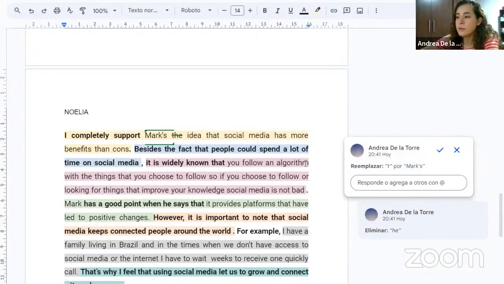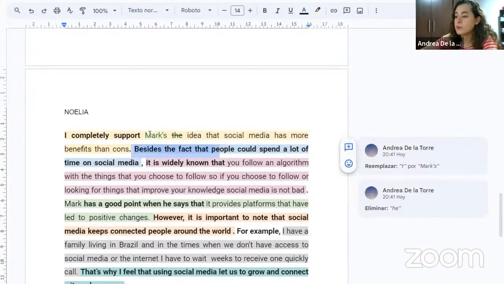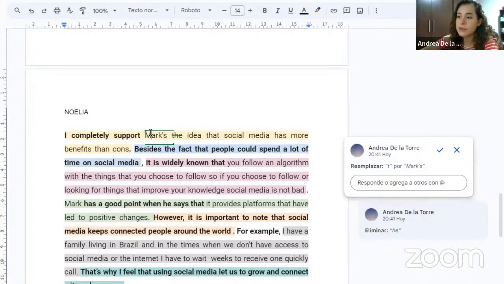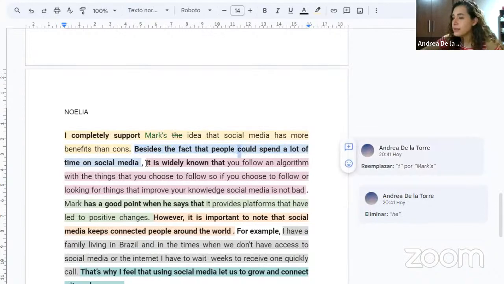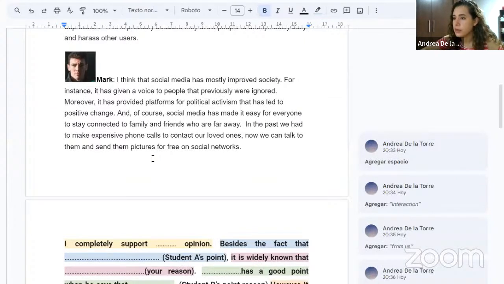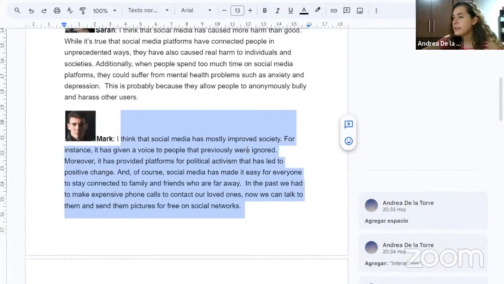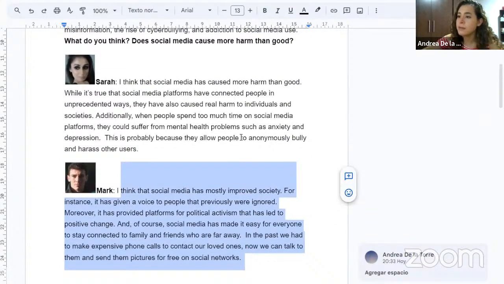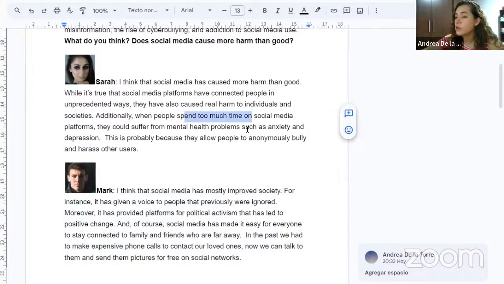Now, besides the fact that people could spend a lot of time on social media, it is widely known that you follow an algorithm with the things that you choose to follow. So if you choose to follow or looking for things that improve your knowledge, social media is not bad. Okay. Remember that when you say besides the fact that, here you need to mention what the student that you agree with said. So you need to mention one point that Mark said. But I think this is what Sarah said, right? It's not what Mark said, that people can spend a lot of time on social media. Mark didn't say that at all. Sarah kind of implies that people spend too much time on social media. So don't get confused.